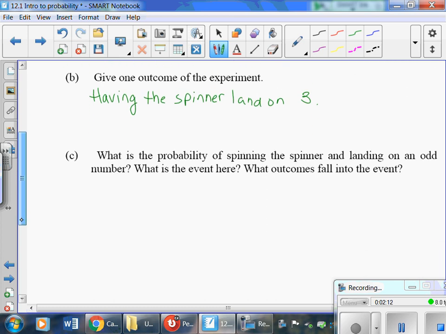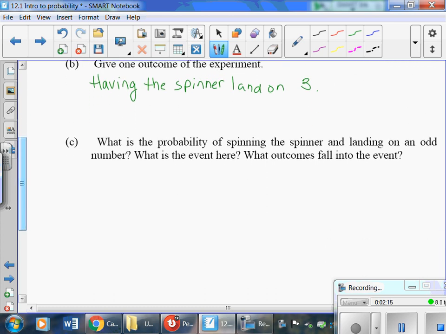So C says, what is the probability of spinning the spinner and landing on an odd number? What is the event here, and what outcomes fall into the event? So the event is the spinner landing on an odd number. You can write it down: the event is having the spinner landing on an odd number. The outcomes that fall into this event are landing on 1, 3, and 5.